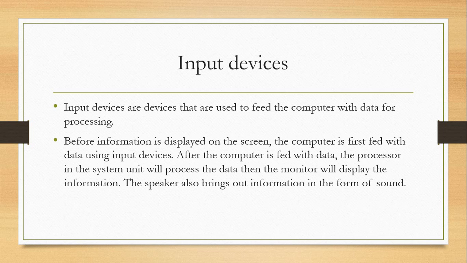Before information is displayed on the screen, the computer is first fed with the data using input devices. After the computer is fed with the data, the processor in the system unit will process the data, then the monitor will display the information. The speaker also brings out information in the form of sound.